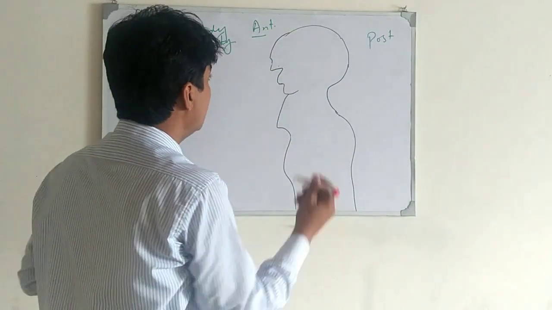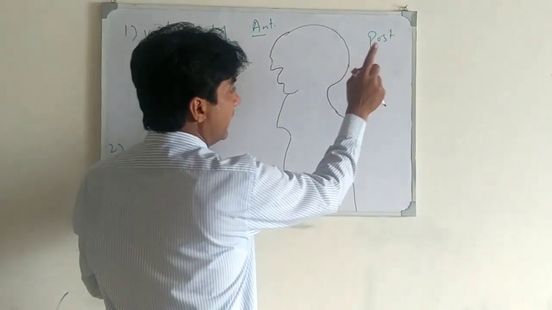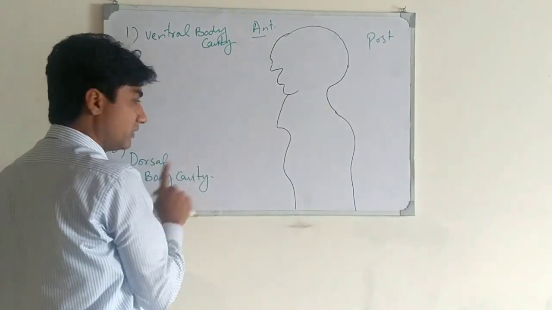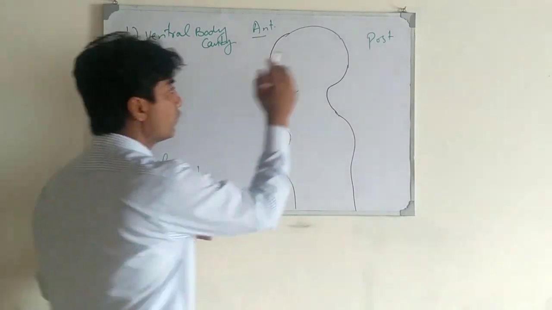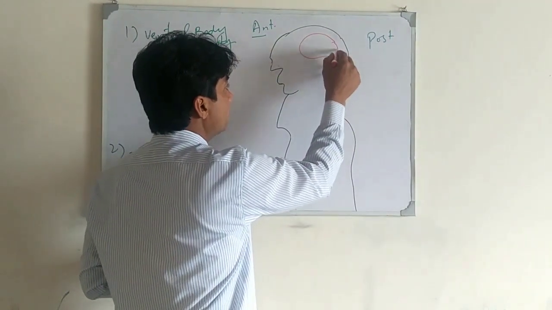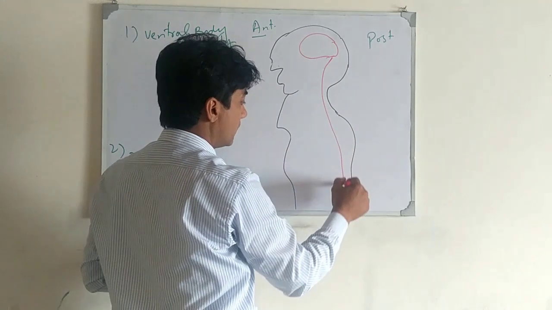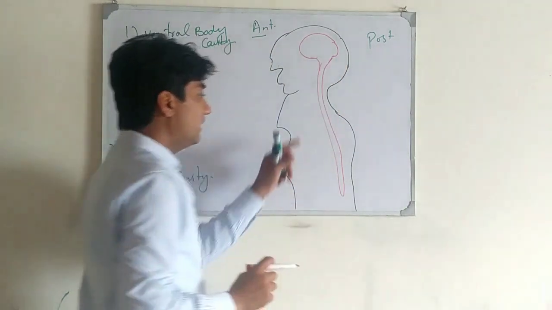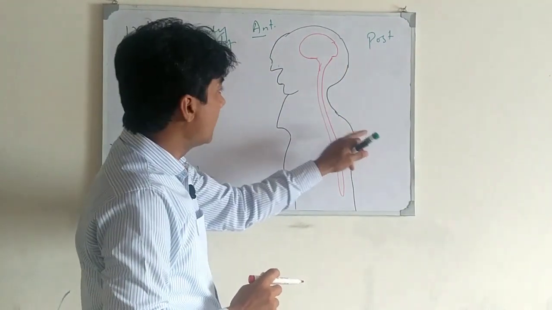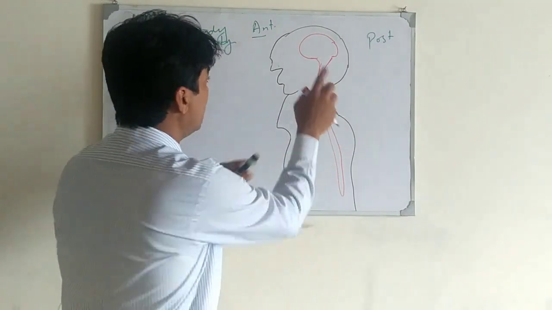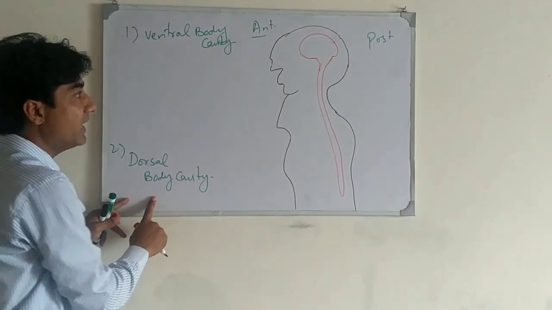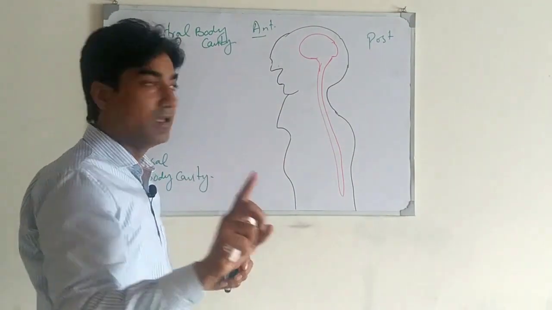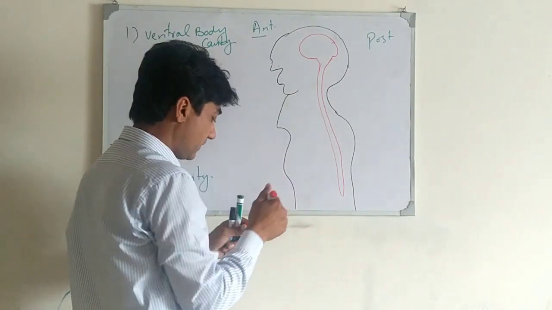So here we can see how many cavities are included in the dorsal body cavities and how many are part of the ventral body cavities. So here is the cranium. The cranium and vertebral column, or vertebral canal, are two body cavities that are included in the dorsal body cavities. When we are talking about the ventral body cavities, here also two body cavities are included in this region at the front side.